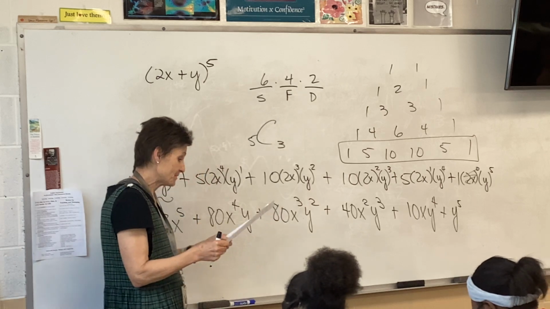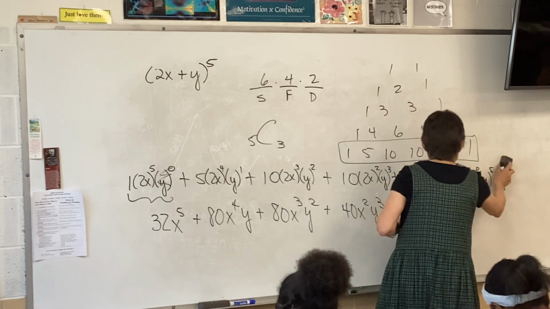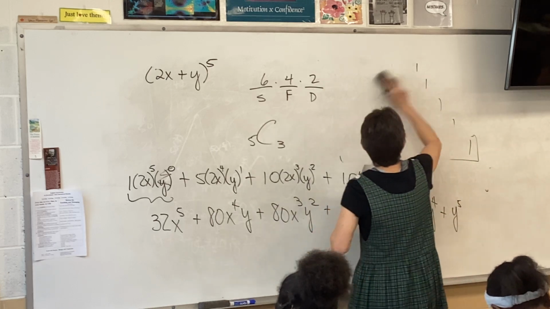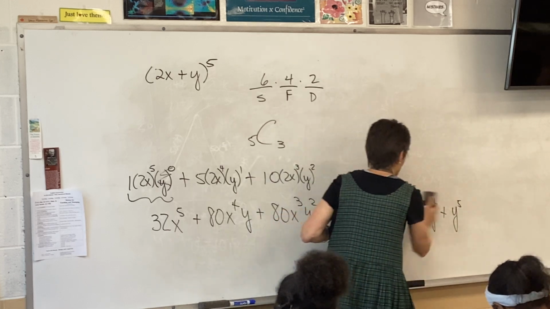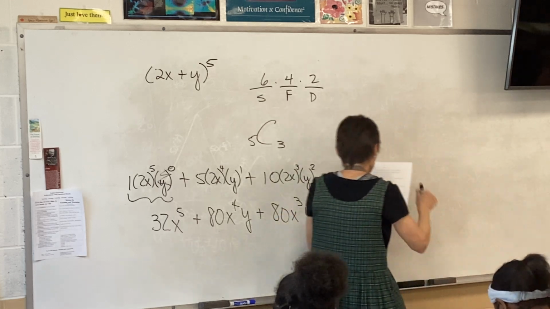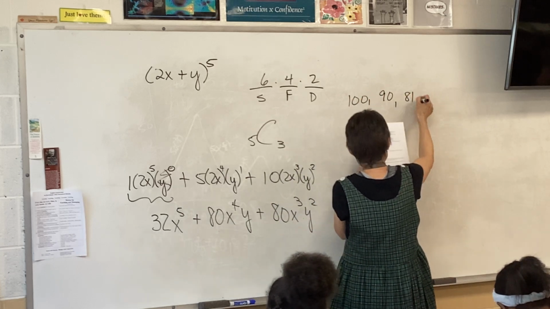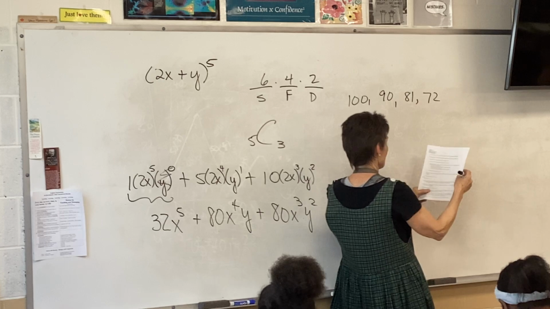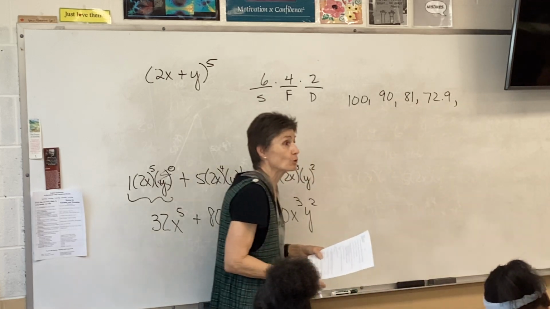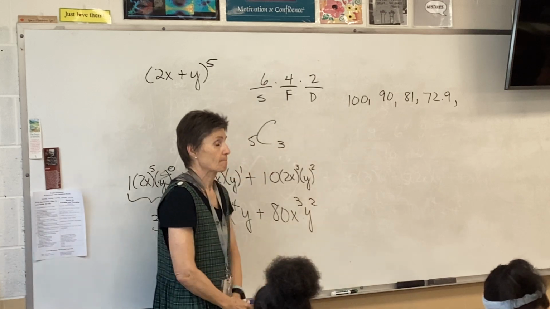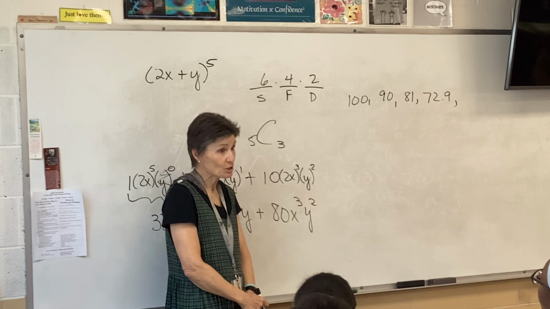Find the 15th term of this sequence. Okay, so you're going to have your list of formulas. And we want the 15th term of this sequence. So what are you going, is that 72.9? What are you going to do first? You're going to figure out if it's arithmetic or geometric, right?